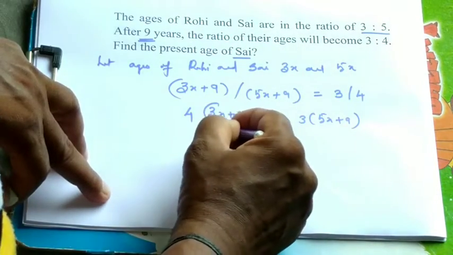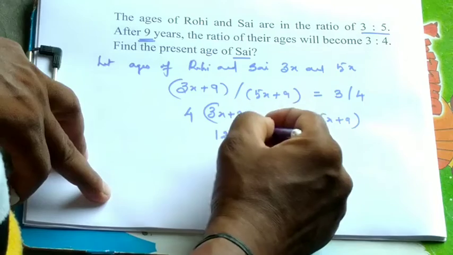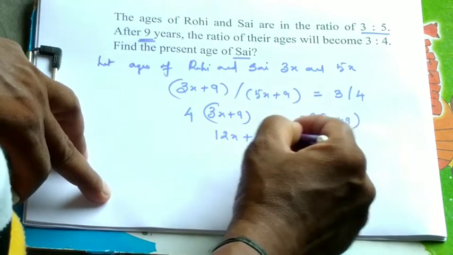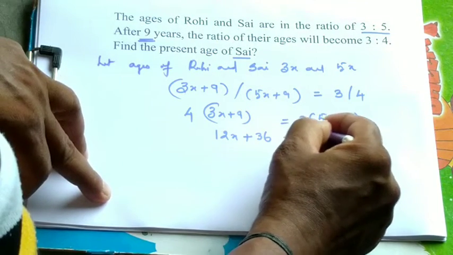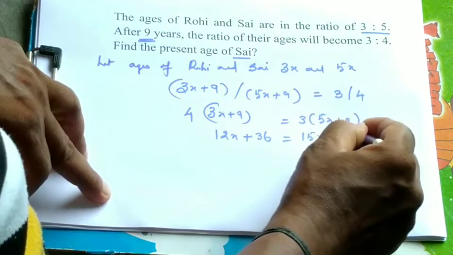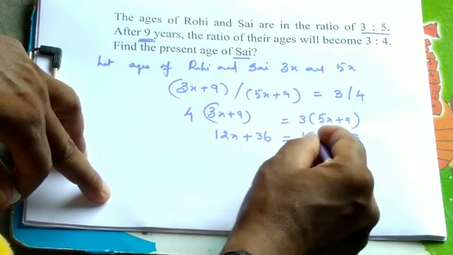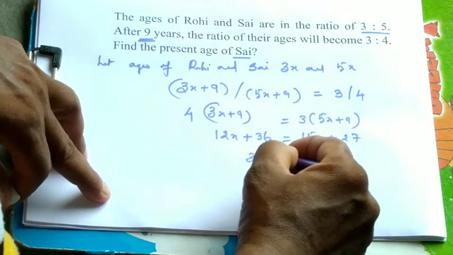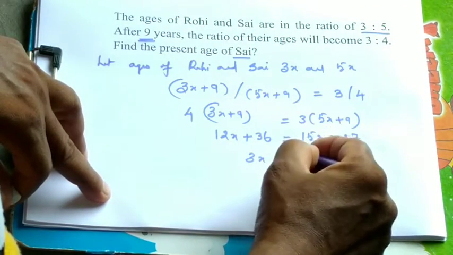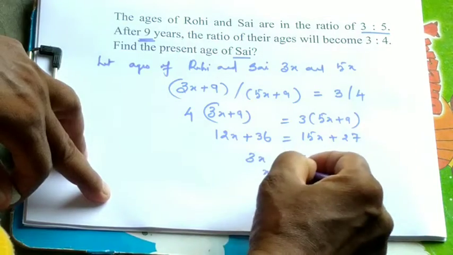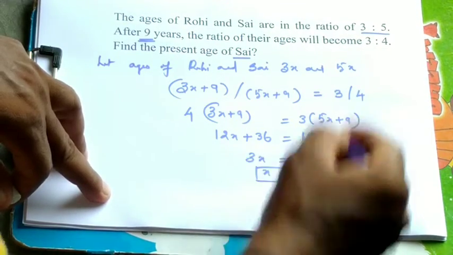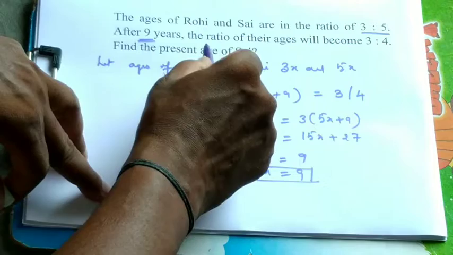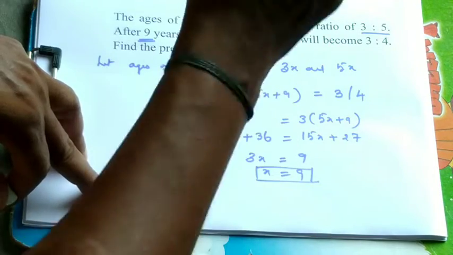Then it becomes 12x plus 36, then 15x plus 27. We simplify that. 15 minus 12 becomes 3x, which equals 36 minus 27, that is 9. Therefore x becomes 3. Now actually in this problem the question is to find the present age of Soy.